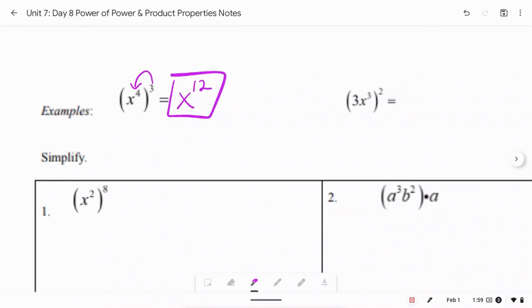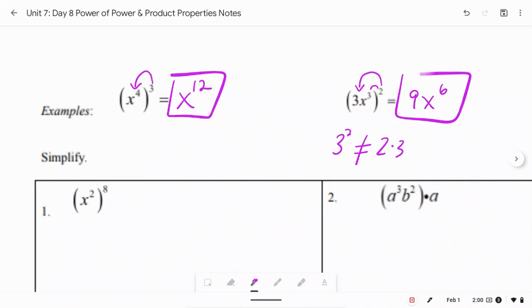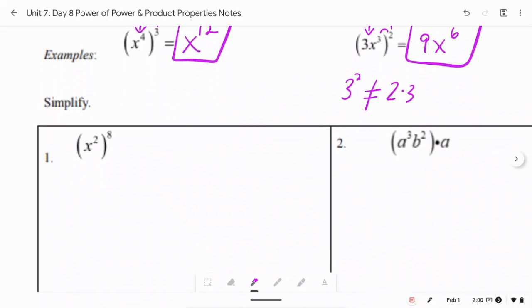Now the next one does have a coefficient, so I have to make sure I do 3 to the second power, and be careful, 3 to the second power is not the same thing as 2 times 3. 3 to the second power is 3 times 3, which is 9. And then you multiply the exponents. So you should get 9x to the 6th power. Let's try some more examples.